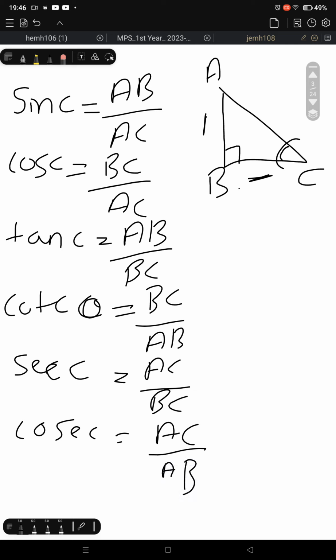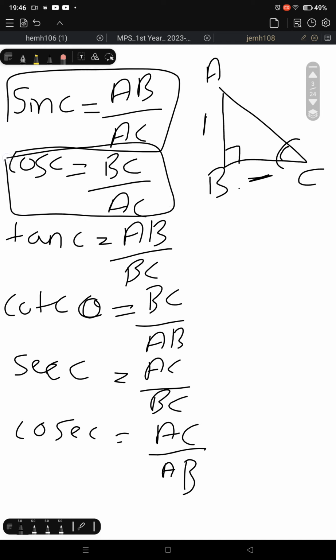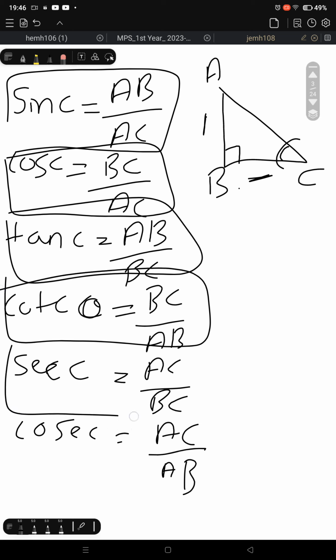So, did you understand how to write the ratios if they give any angle in the triangle? Two angles will be there, and whichever angle they give, we are able to write the ratios. I hope you learnt it very well.